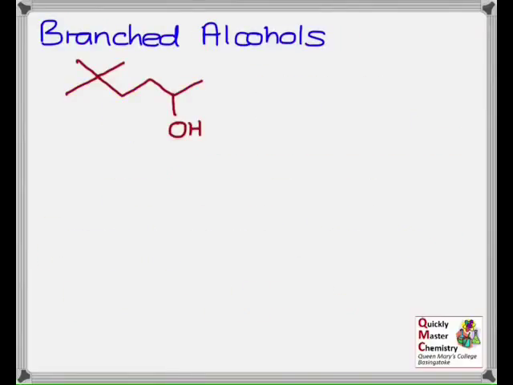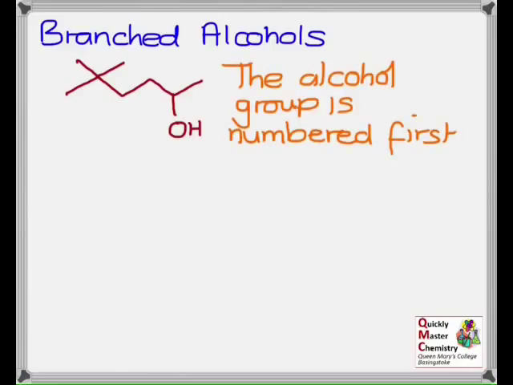The final layer of complexity that we need to consider is when we have branches on the carbon chain as well as alcohol groups. Now, you should already know how to name branched alkanes, and the same rules apply here with one key difference, and that is when it comes to the numbering. We number the alcohol group first using the rule that we take the lowest number possible. So we count from whichever end of the chain gives us the lowest number. So ignoring the branches, just looking at the alcohol group, which end of the chain do we number from? It's the end that will give us the lowest number for the alcohol group or groups.